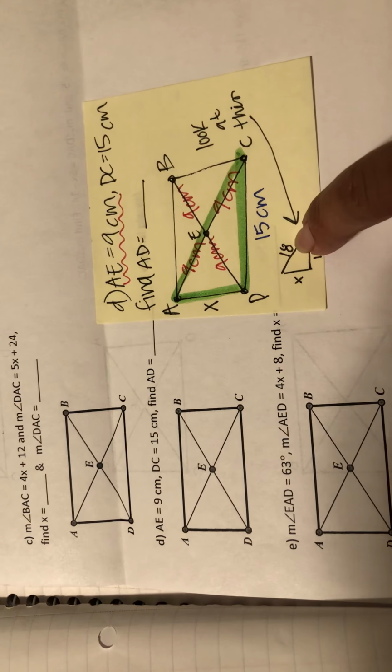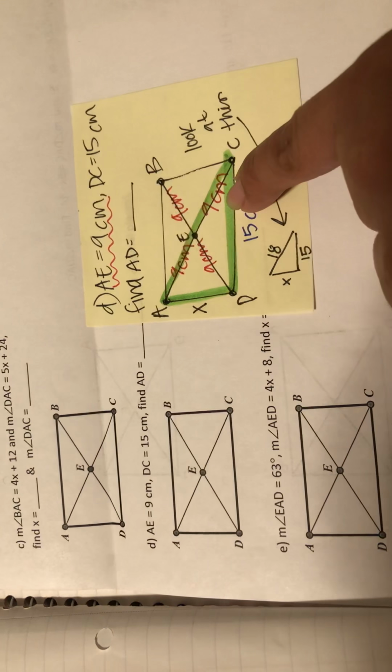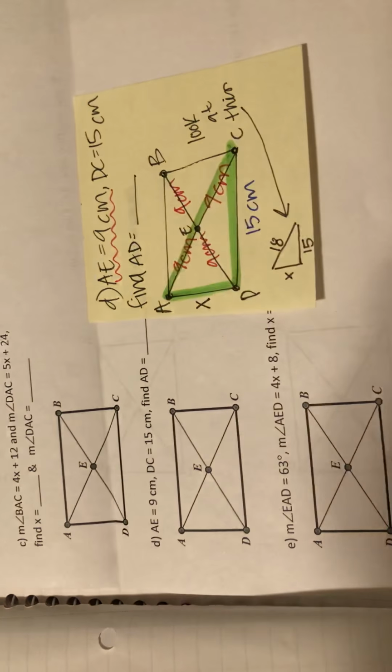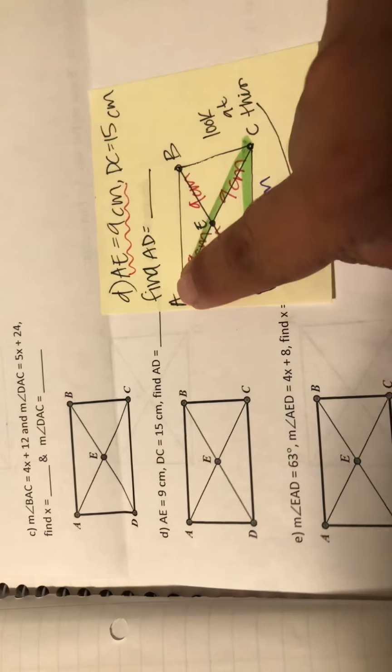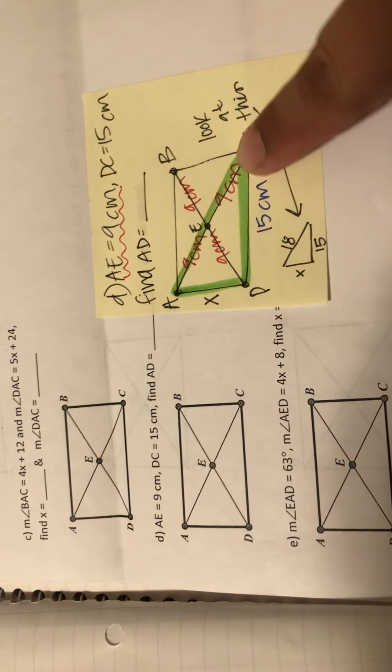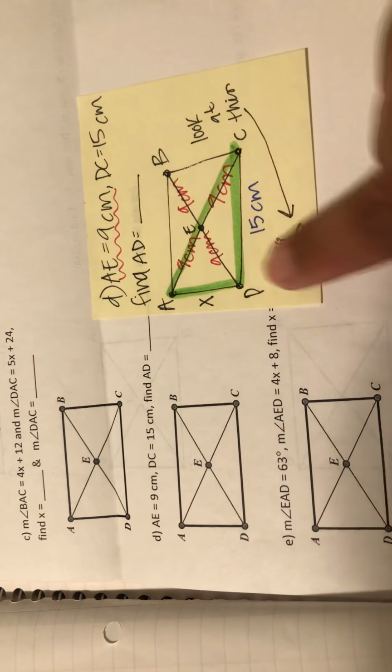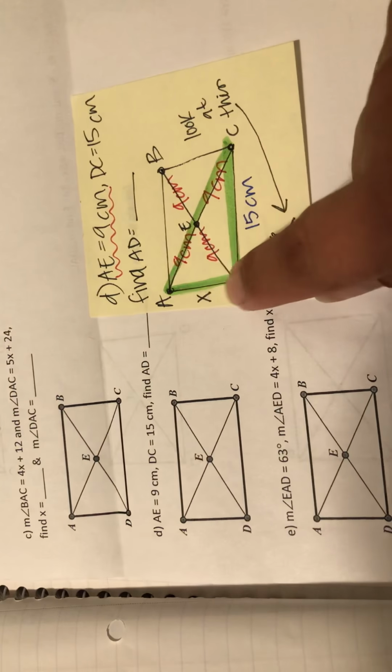Where did I get this 18? Well, I just added 9 plus 9, because it's the whole diagonal, not just one piece of it. I have 18 centimeters here, 15 centimeters here, and then I have my missing value on AD.